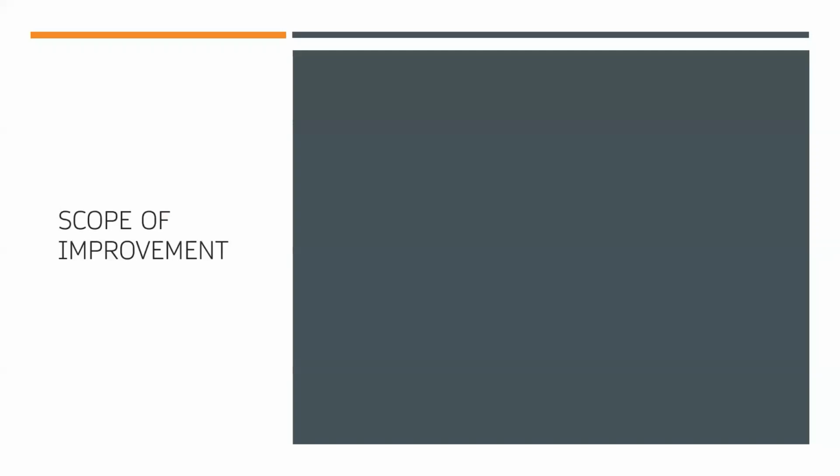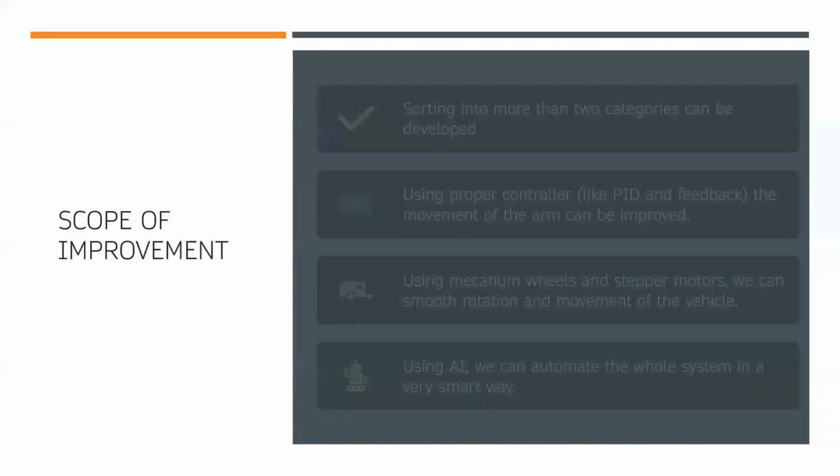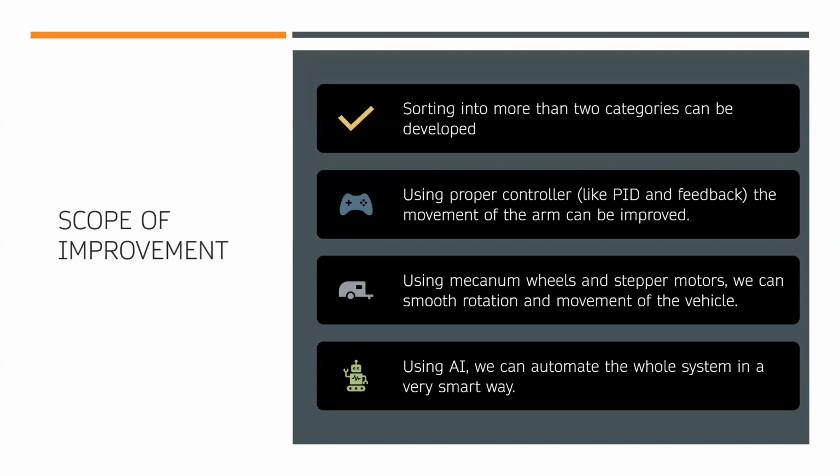Next, it's time to look into the future. Basically, we think that solving our aforementioned limitations will make the project a complete self-sustaining waste management system, like incorporating more than 2 categories and using proper controllers like PID in feedback control. Also, using mecanum wheels will make the vehicle a very smart one. Lastly, we think in an era of artificial intelligence, the object sorting process should be done using a proper deep learning algorithm.